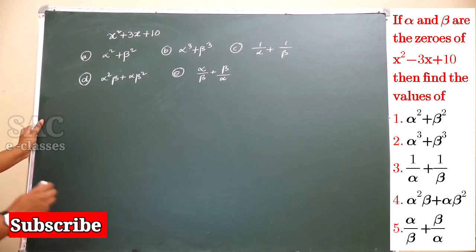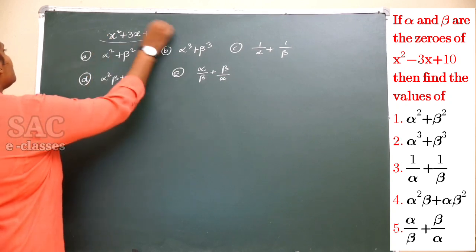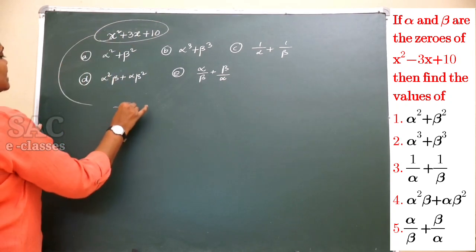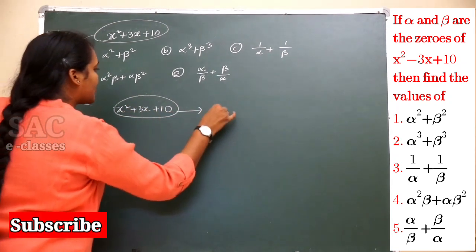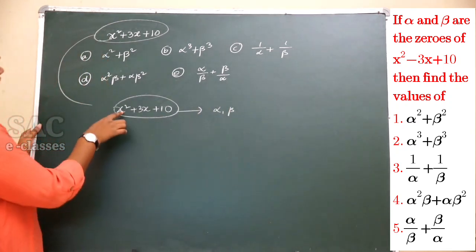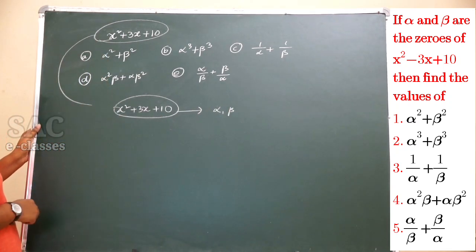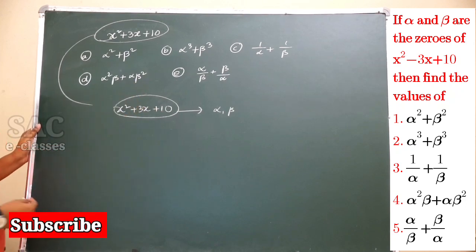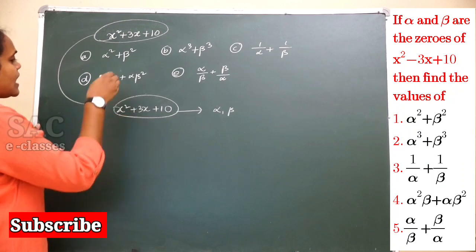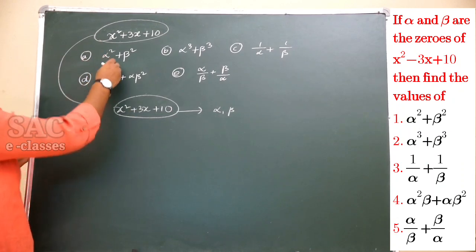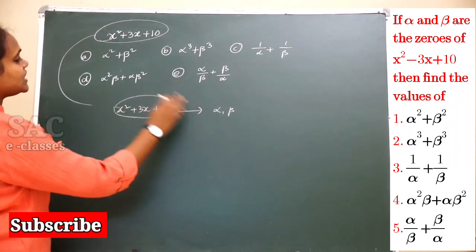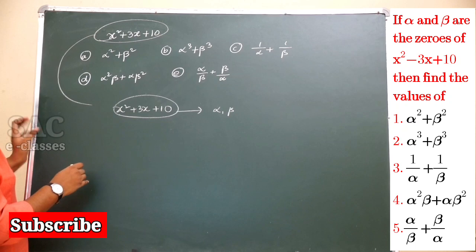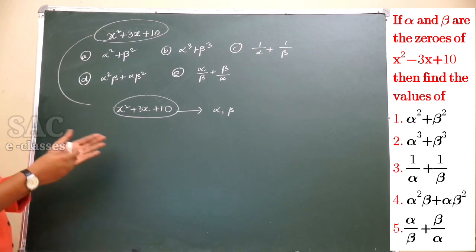To find this, first of all, what you people will try to do is to find out alpha and beta. But you can't find the alpha and beta values because you can't factorize this. But really, do you require alpha and beta values to find out these? No. Certainly, the individual alpha and beta values are not required. If we use the identities, we can find it.